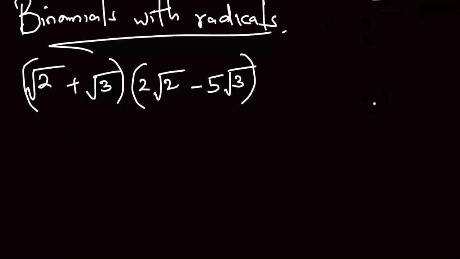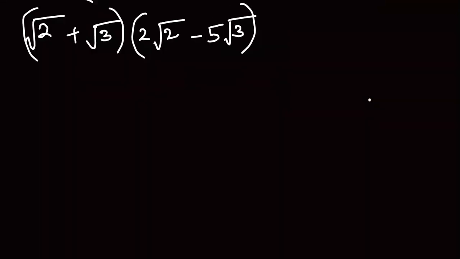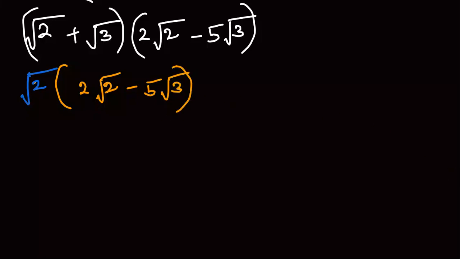We use the concept of FOIL. First, outside, inside, last. Check on how I'm solving it. This root 2, I multiply with everything that follows inside here. Then I will come to root 3, I multiply with the following values. So we start with the root 2, root over 2. We are multiplying it with the following values, 2 root 2, then minus 5 root 3. That is the first part.